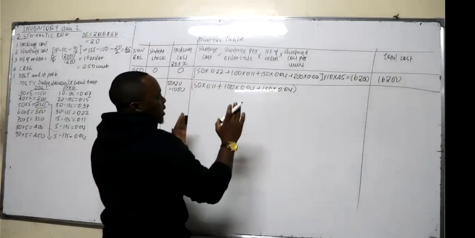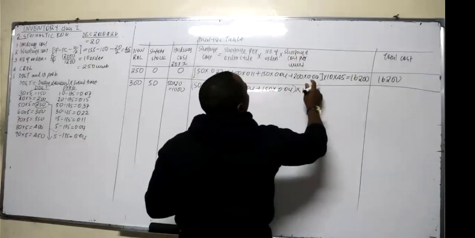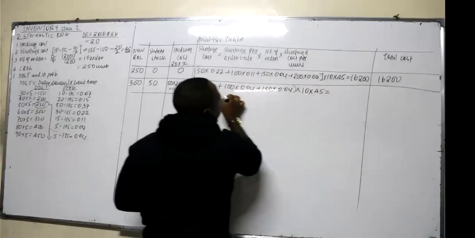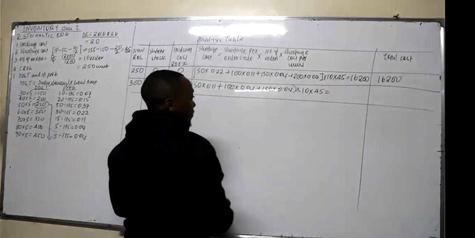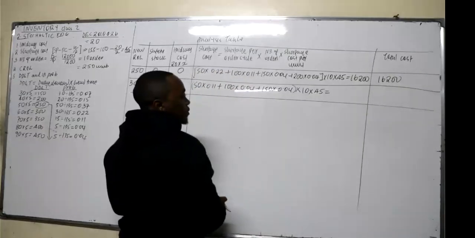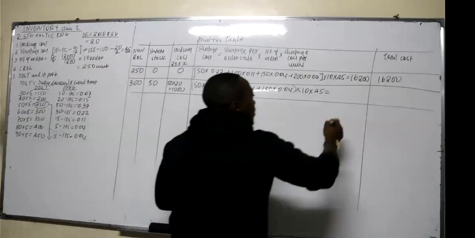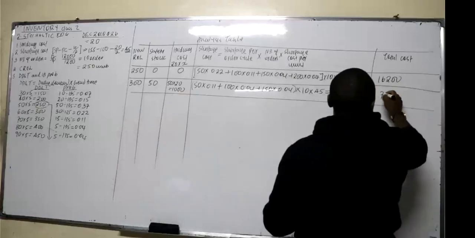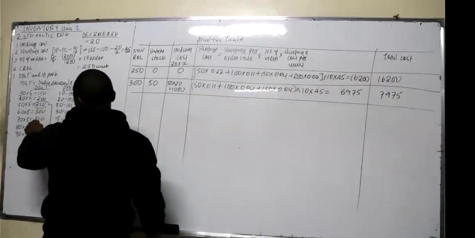That's how you get the shortage per order cycle. Then you multiply by the number of annual orders, which is 10. You multiply by the shortage cost per unit, which is 14. So how much is that? 69.75. Then you add this, and you get an amount of 79. That's the total cost. From 300, now we increase to 350.